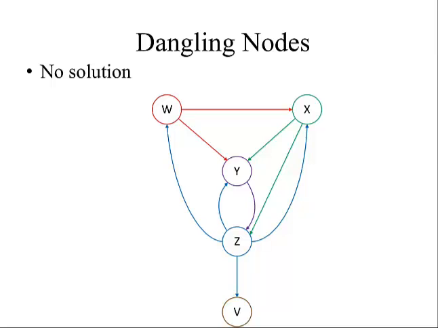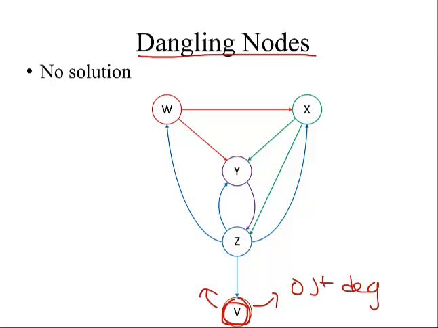So the first problem that we run into is in the case that we have what are called dangling nodes in the web graph. A dangling node is simply a node that does not point to any other nodes. So in this case, node V is a dangling node since it has no outgoing edges anywhere. An equivalent way to say that is that the out degree is 0 for a dangling node. And dangling nodes will actually lead us to have no solution in the PageRank equation.